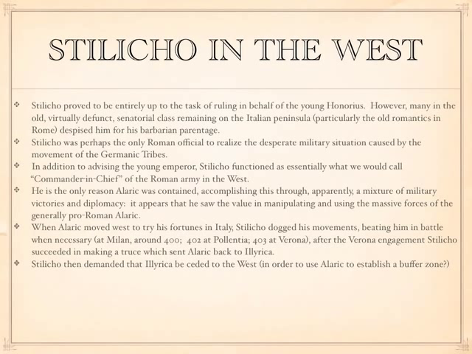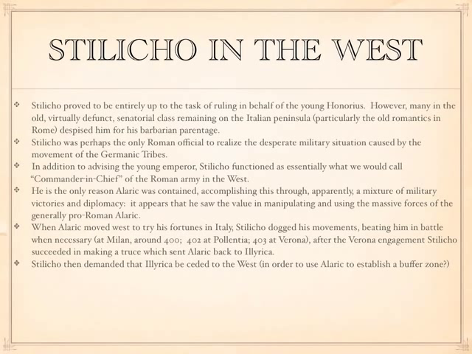Stilicho saw that the Eastern Empire at this time was not interested in defending itself against the coming invasion, which he recognized was going to happen within a couple years. So Stilicho demanded, and this was a dangerous move to make, but he demanded that Illyrica, the area to the north in the Balkan Peninsula where Alaric was now housed again, be given over to the control of the West. He was willing to go to war with the eastern half of the empire if they didn't do it. He was that desperate to ensure that he had control of Illyrica.